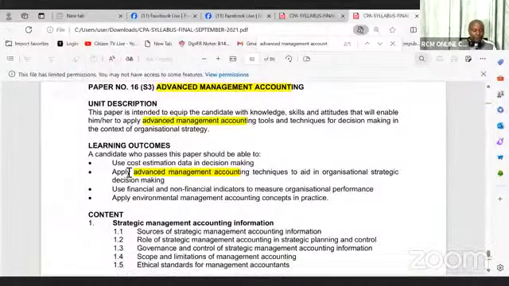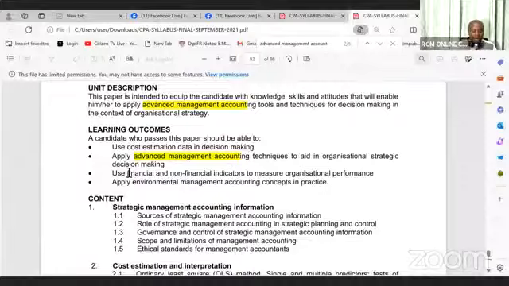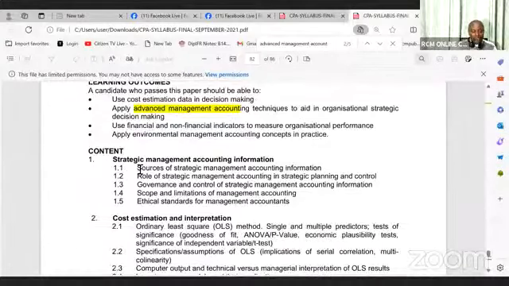All right, ladies and gentlemen, from there, we shall be able to go to the next thing, which now is content. In the content, what are we talking about here? So we have been able to look at learning outcomes. Now we go to the content. So content number one is strategic management accounting information. How strategic is this information? Sources of strategic management accounting information. We have the role of strategic management accounting in strategic planning and control. We have the governance and the control of strategic management accounting information, and then scope and limitations of management accounting. Lastly, we have the ethical standards of management accountants.